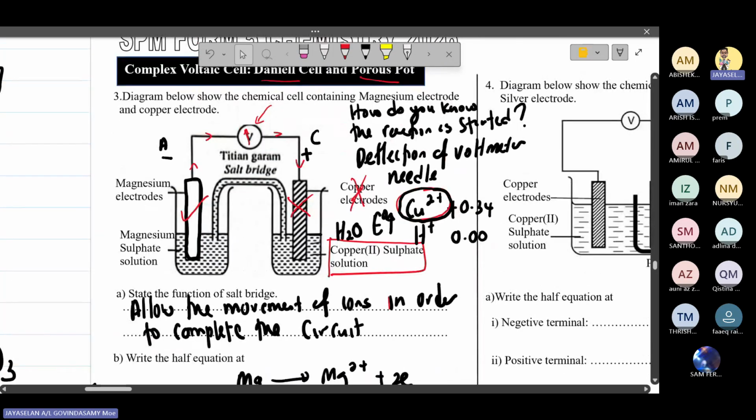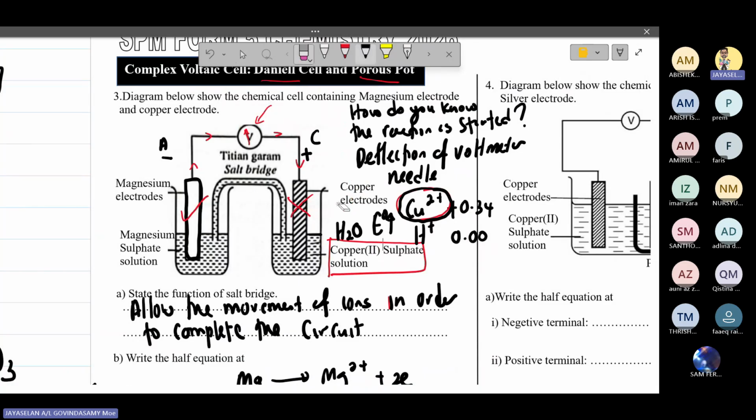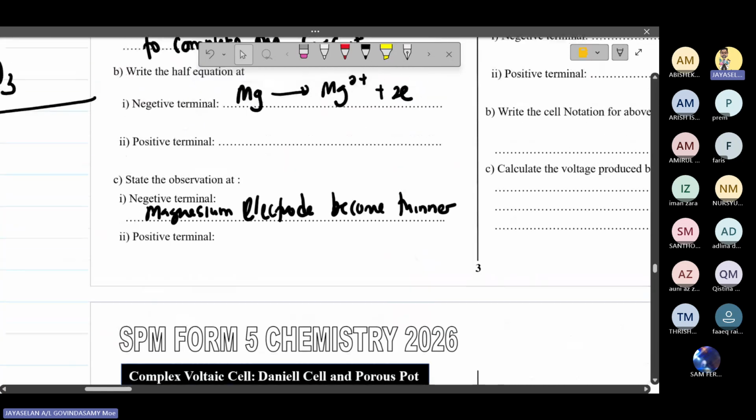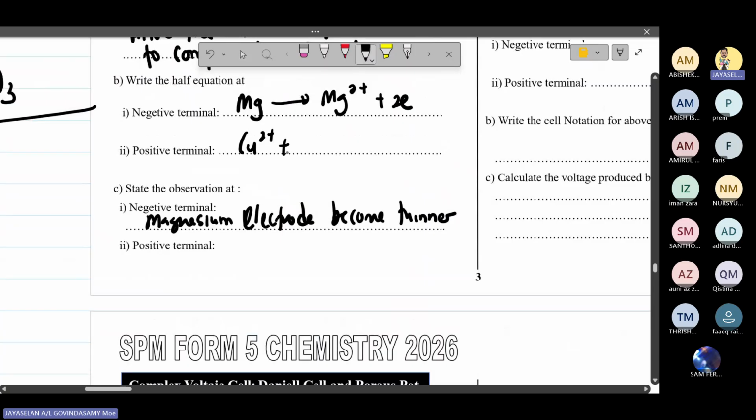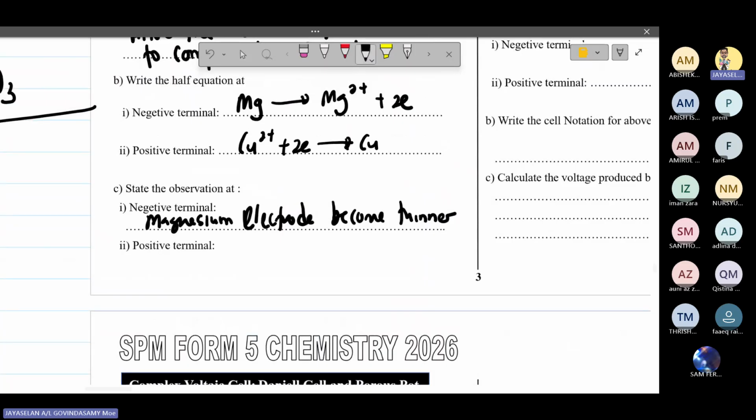Okay, positive terminal, you dah circle di sini. You choose the copper electrode, right? And sorry, copper 2 ion, right? Copper 2 ion, kamu tengok electrode pun copper. Kalau dia bagi lain, you boleh tulis deposit. So, apa you buat di sini? Copper 2 ion accept 2 electron, form copper metal. Okay, what is your observation at positive terminal? Dia guna copper electrode dan larutan tu ada copper 2 ion. So you do here copper electrode become thicker.